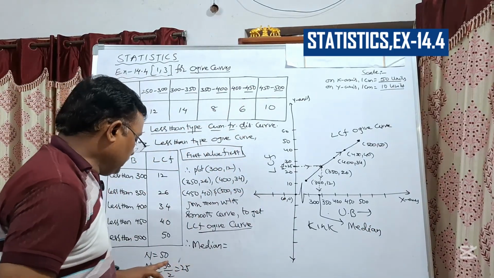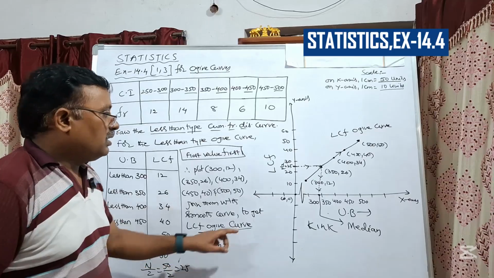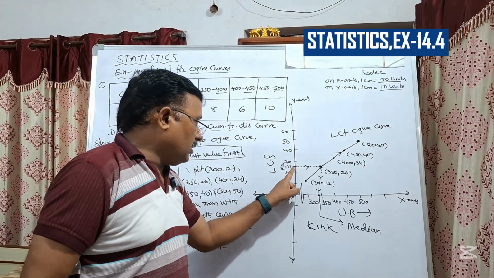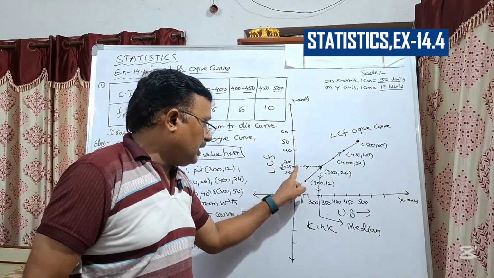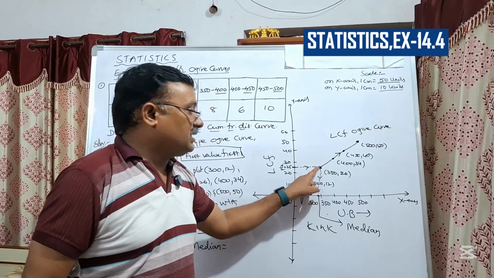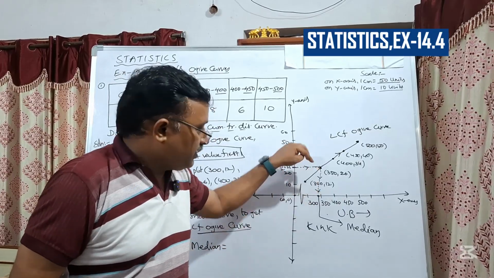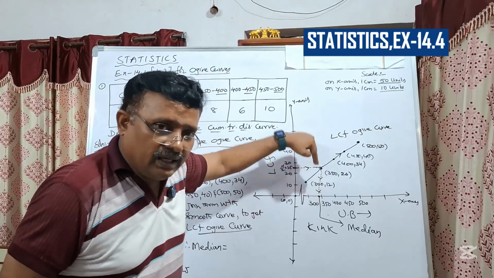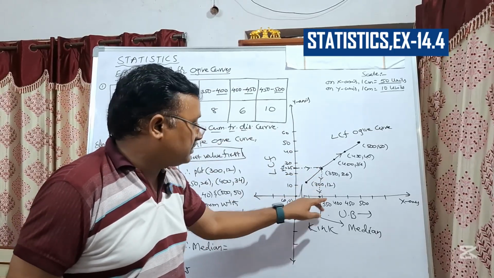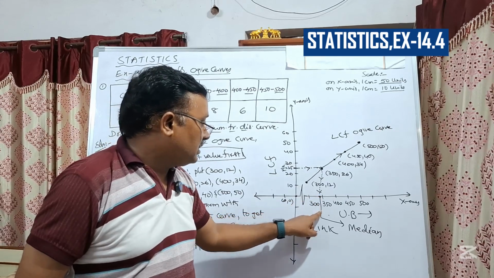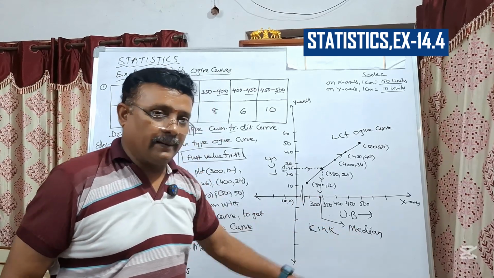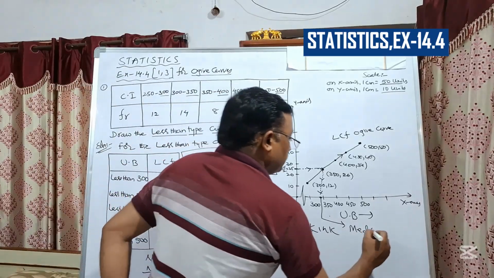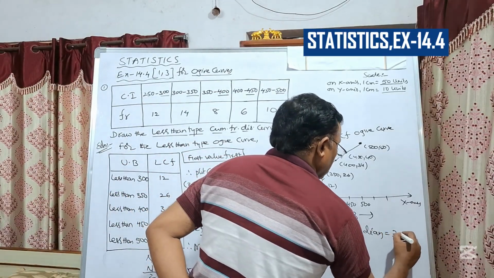Understood? Find the N by 2 value. Take that N by 2 value on the y-axis, draw a line parallel to the x-axis. It cuts the curve at a point. From there, draw a vertical line downwards upon the x-axis. It touches the x-axis. That x value gives you the median. It is approximately 340.